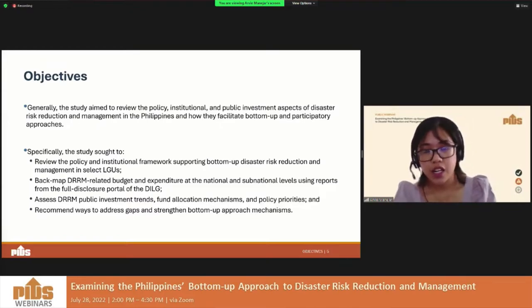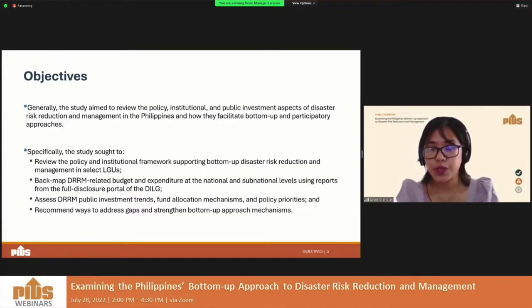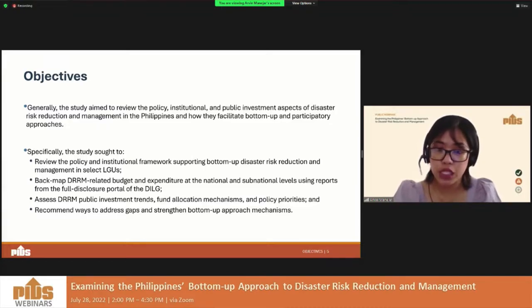For this study, our main objective is to review the policy, institutional, and public investment aspects of DRRM in the Philippines and how they encourage bottom-up and participatory approaches. So specifically, we looked at policy and institutional frameworks, and then we backmapped budget and expenditure at the national and subnational levels, and then we assessed how this public investment are allocated and utilized and how they inform policy priorities. And then we recommend ways to address these gaps.